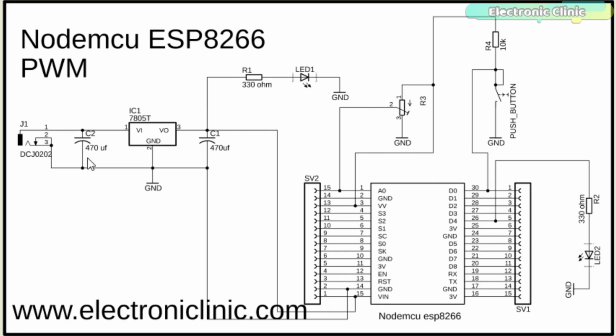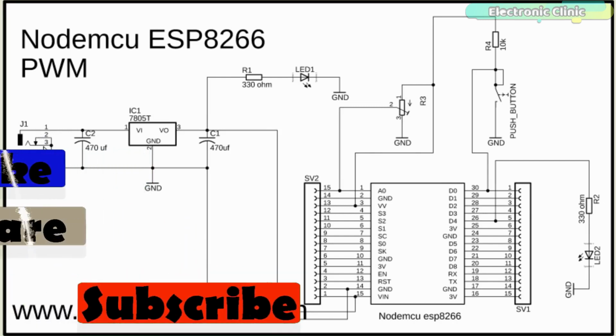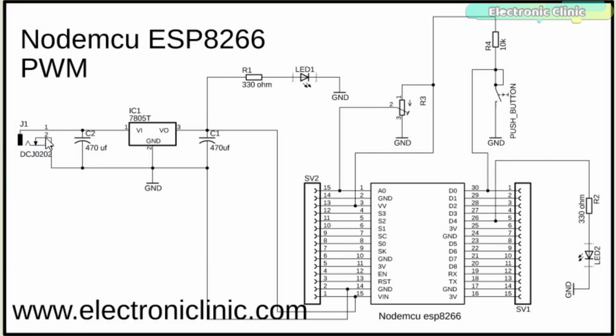On the left side is the 5 volt regulated power supply based on the LM7805 voltage regulator. This power supply is used to power up the Nodemcu ESP8266 Wi-Fi module. J1 is the female power jack, and this is where we connect the input power supply, which can be a 12 volts adapter, a 12 volts battery or a solar panel. Two 470 microfarad capacitors are connected at the input and output sides of the voltage regulator. The capacitor on the output side of the voltage regulator is really important.